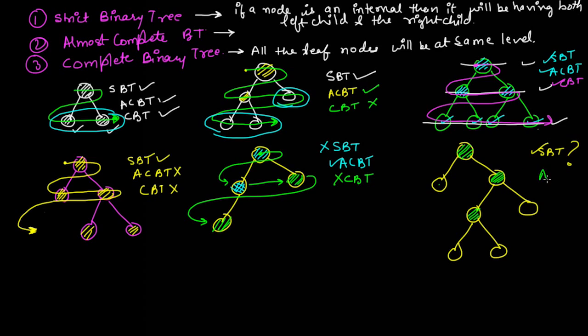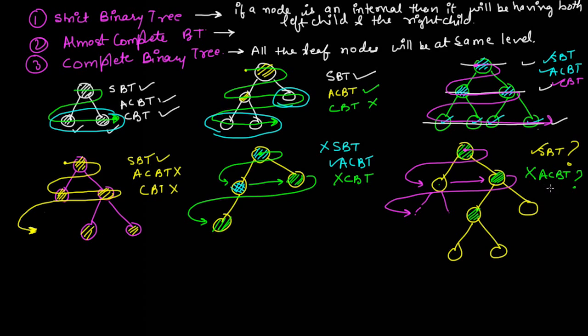Okay, so is this an almost complete binary tree? No, this is not an almost complete binary tree. Why? Because if we start filling the nodes, this will be filled first, then this, then this. After this, these nodes should be available. That means this node and this node should be available, but they are missing. That is why this is not an almost complete binary tree.